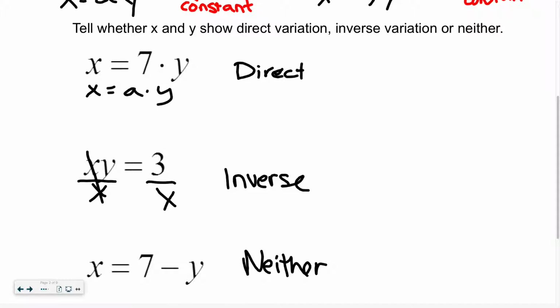It's going to be a constant multiplied by something, or a constant divided by something. I'm going to give your pods, if you have 4 people, I'll give you 2 sets. You can just break up into partners. And I want you to make 3 piles: direct, inverse, neither. I'll give you a few minutes, then I'll show you my piles so we can see if you agree.